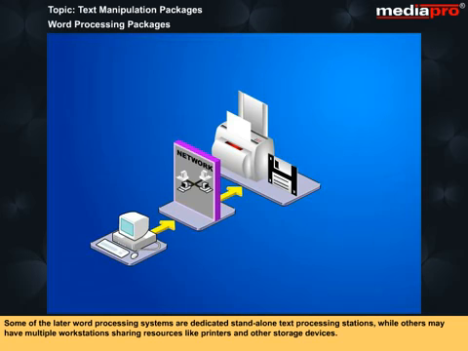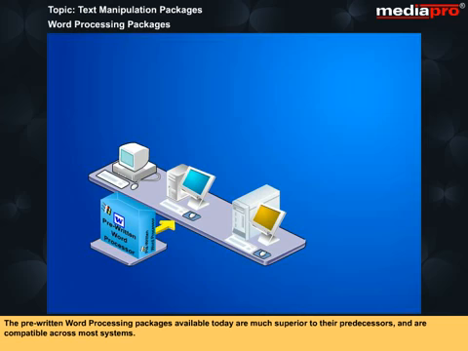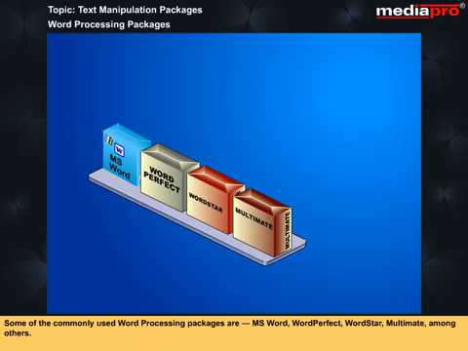Some of the later word processing systems are dedicated standalone text processing stations, while others may have multiple workstations sharing resources like printers and other storage devices. The pre-written word processing packages available today are much superior to their predecessors and are compatible across most systems. Some of the commonly used word processing packages are MS Word, WordPerfect, WordStar, Multimate, among others.